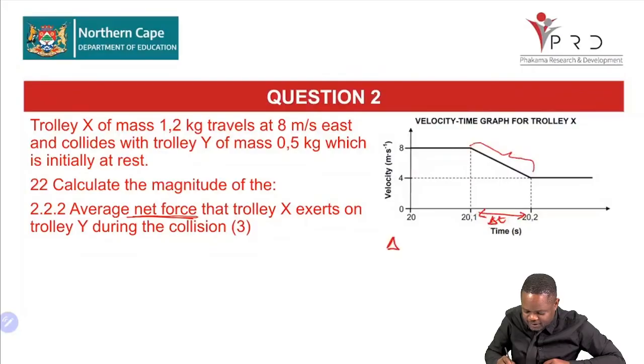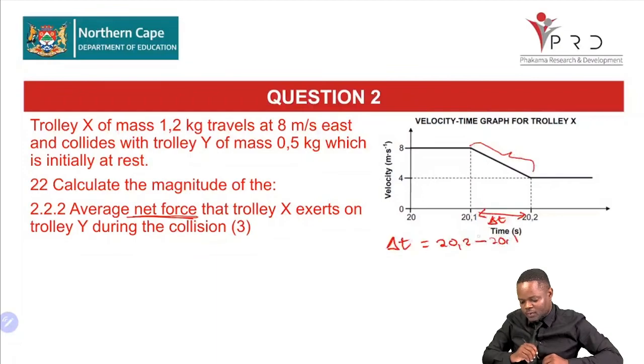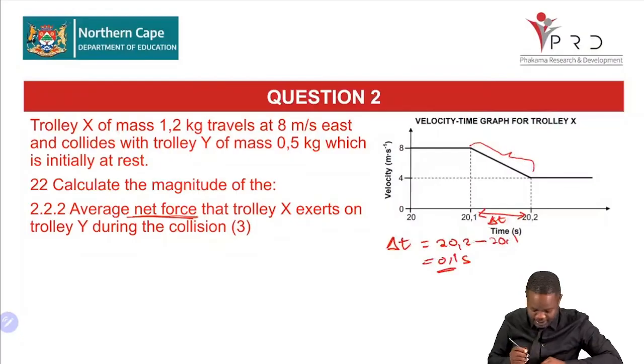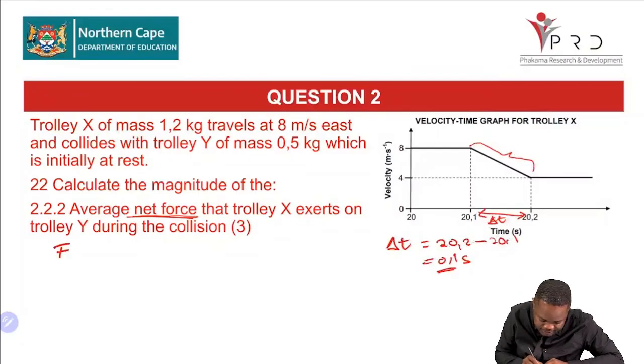So what is our delta T? Our delta T is going to be 20,2 minus 20,1. Definitely this gives us 0,1 seconds. That is the time of our collision, 0,1 seconds. Right, so we need our formula, and we're saying F net delta T is equal to what? Is equal to delta P.